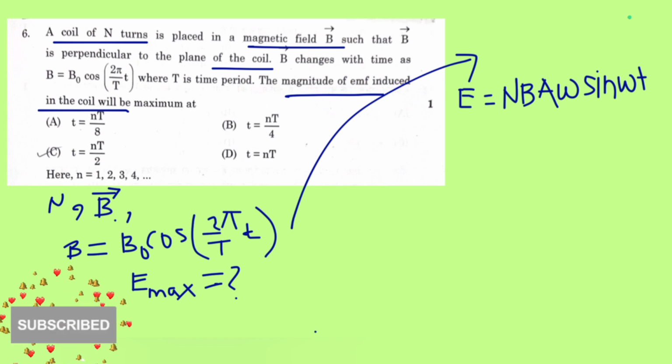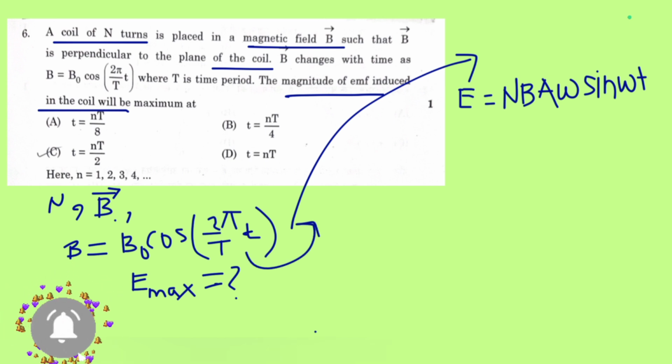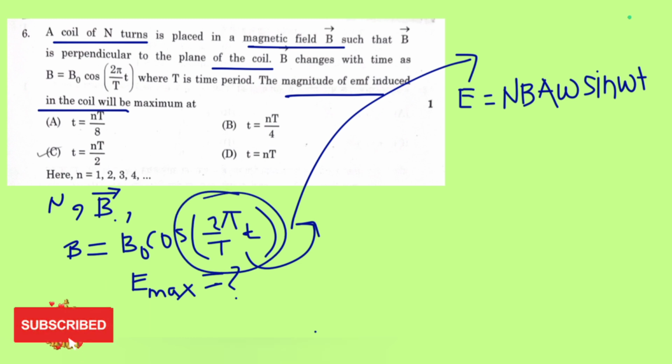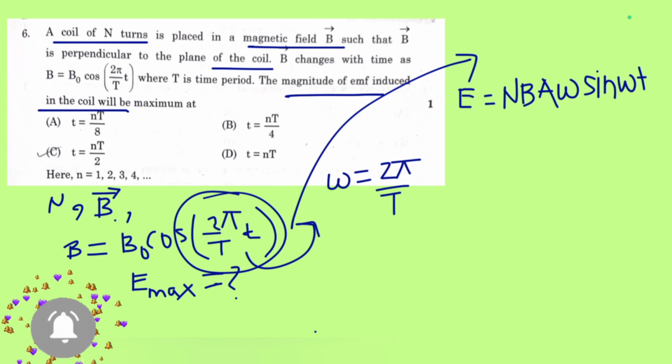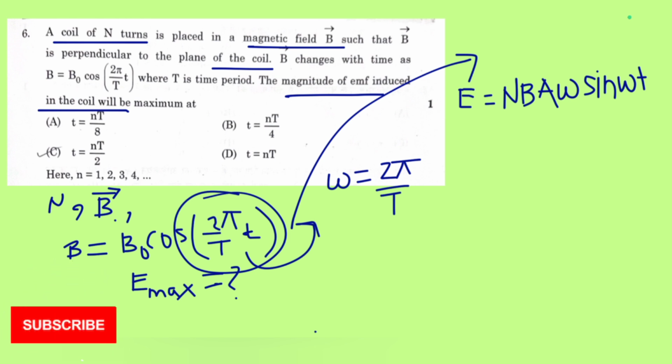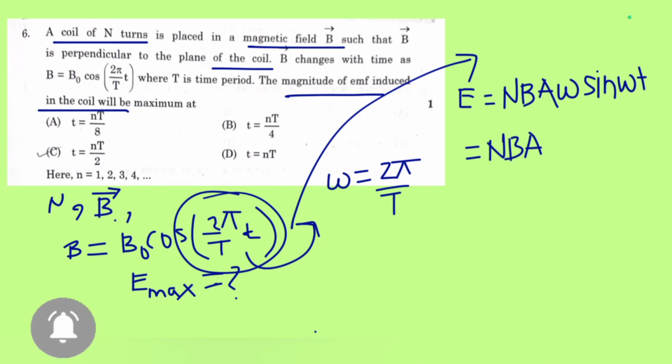Now what is omega? I don't know, but I can take the help of this particular relation that is given here. Can we say B equal to B naught cos of 2 pi by T multiplied by t? So in this case this is the omega. So I will write omega equal to 2 pi by T. I will put that value here, so I will get the answer. So I will write NBA multiplied by omega, and in place of omega I will write 2 pi by T.